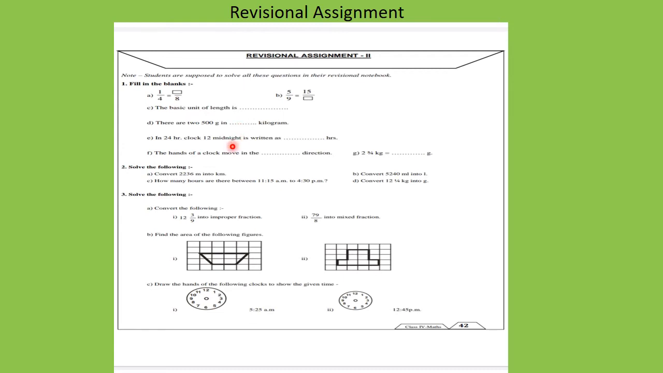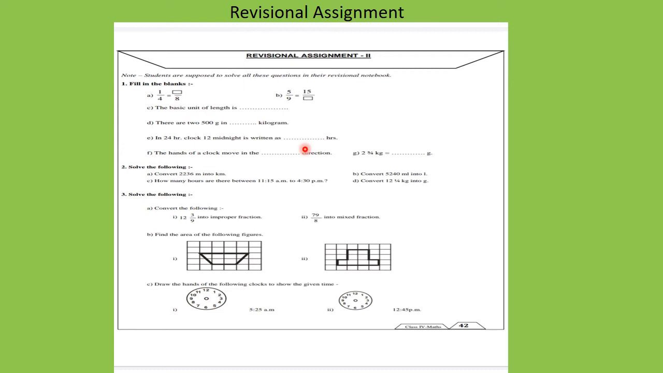Now the next question: in the 24-hour clock, 12 midnight is written as dash. How can you write 12 midnight? It is very simple, and we have been through this question many times. The answer will be 0 0. You will write 0 0, put two dots, which is called a colon, and then 0 0 hours.